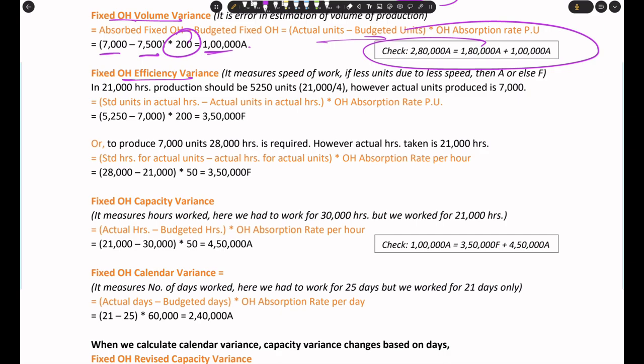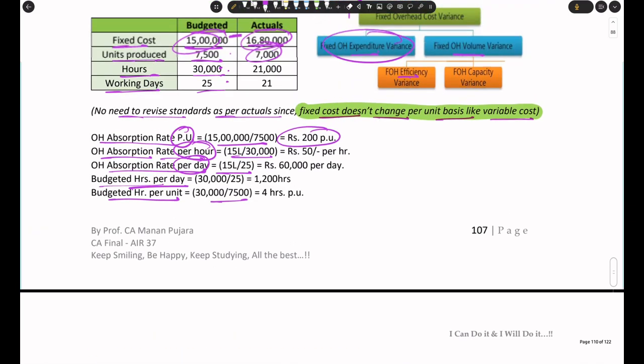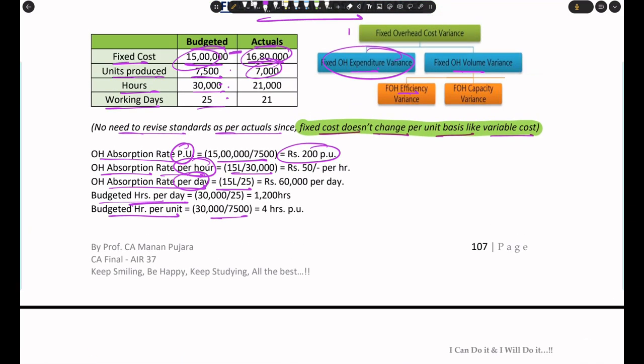Next is the fixed overhead efficiency variance. Here we will calculate the standard units in actual hours and actual units in actual hours, into the overhead absorption rate per unit. This is the 200 that we calculated earlier. We are using this similarly in almost every formula. So the next is the standard units in actual hours.